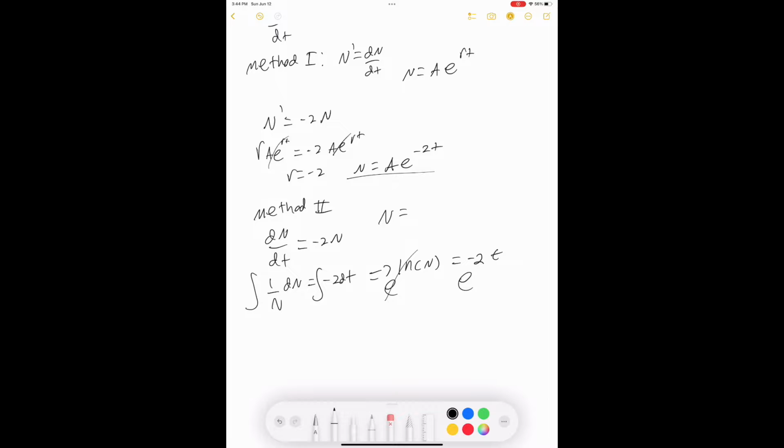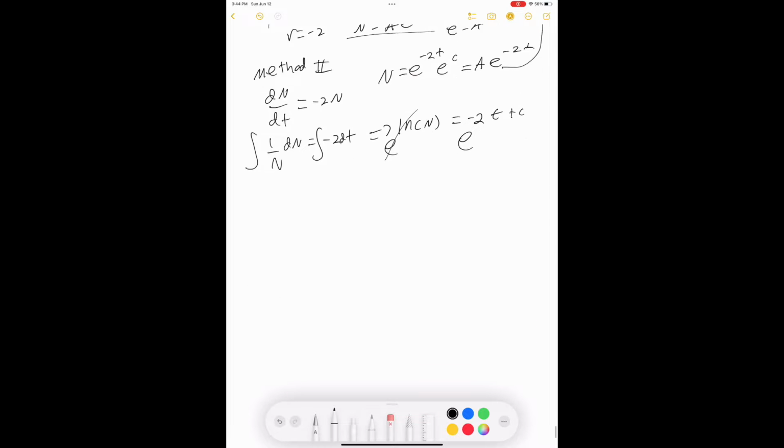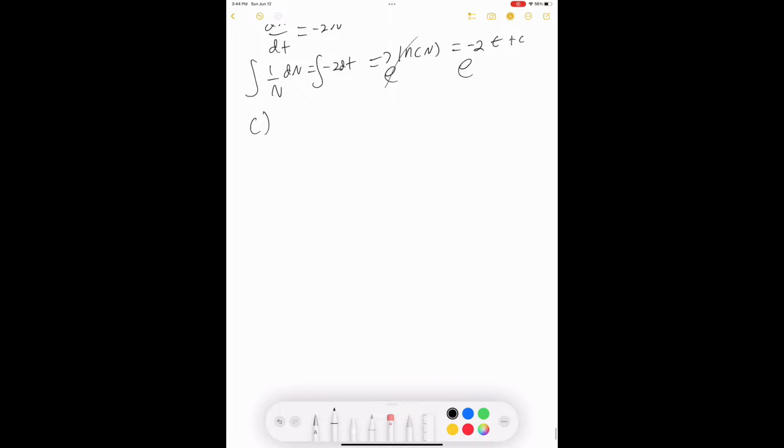You could raise both of those sides to the exponential power. e to the ln n is equal to n, right? e to the ln of whatever is inside is equal to that. And then, of course, you have e to the -2t plus c, right? And so that e to the c is going to be equal to our a, giving us the same answer as last time. Finally, we're going to have y prime equals xy cubed.